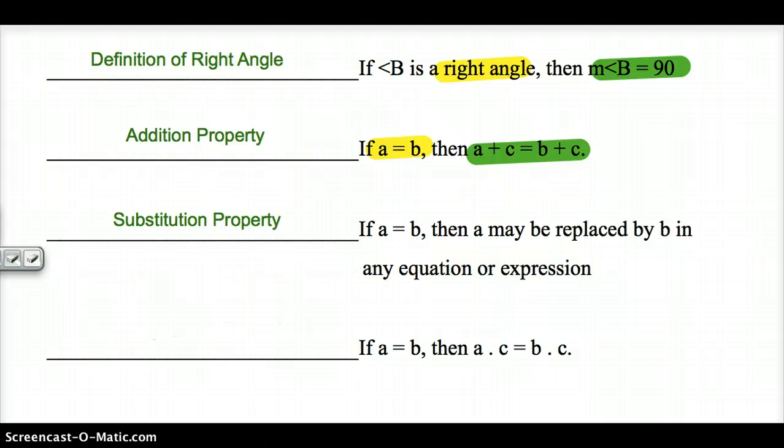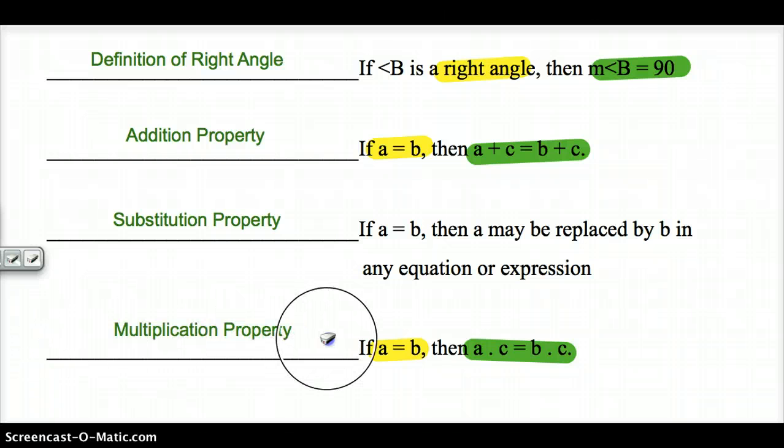Let's take a look at our next example. If A equals B. Okay, so what's happening from the if to the then? Those are supposed to be times signs. A times C and B times C. So what happens from the if to the then? Correct. C is being multiplied, so that would be your multiplication property.